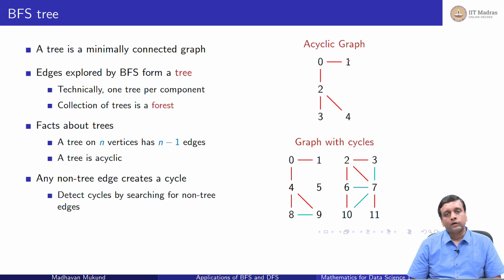So now coming back to our question, how do we detect whether the graph we have is acyclic or not? So what we saw is that if we have an acyclic graph, like the first one, then the BFS tree that we get covers all the edges.